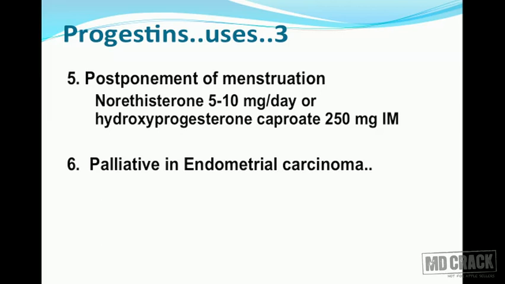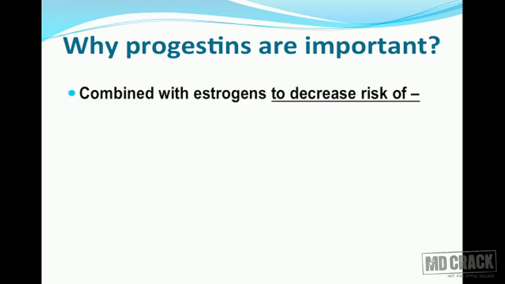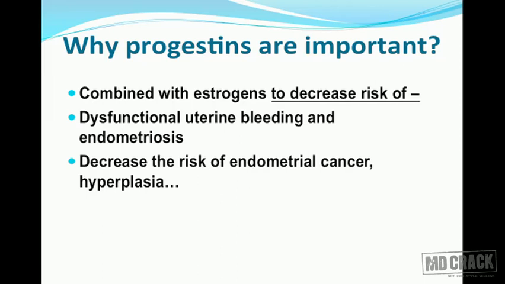And as far as oral norethisterone is concerned, when you stop the drug, within a period of 2 to 3 days, the menstrual flow will start. Progestins are useful as palliative drugs in endometrial carcinoma. We went through the actions and the effects of the progestins. Why are progestins important? They are combined with estrogens to decrease the risk of dysfunctional uterine bleeding and endometriosis. They decrease the risk of endometrial cancer and endometrial hyperplasia.